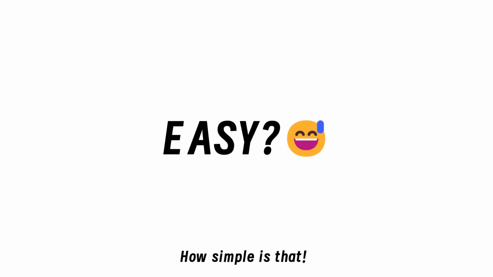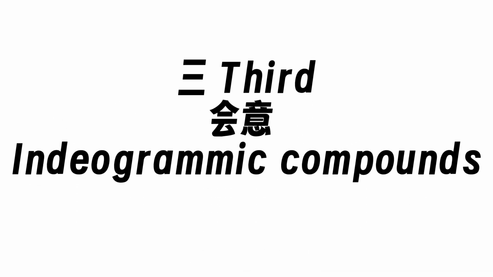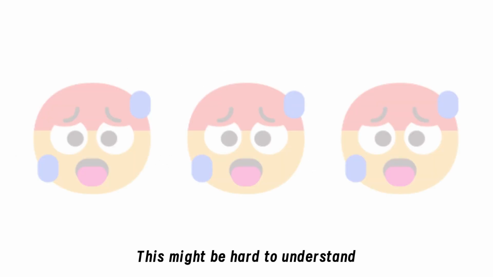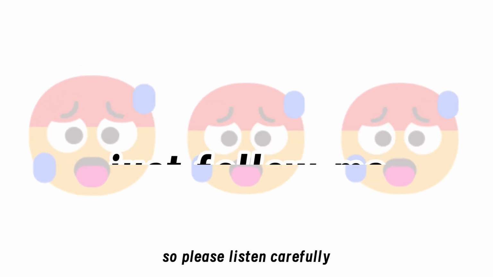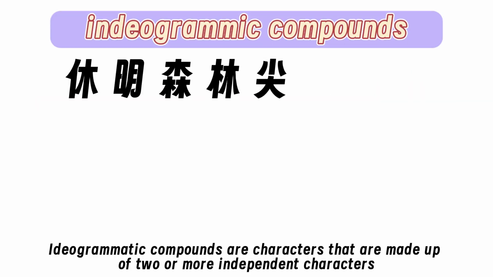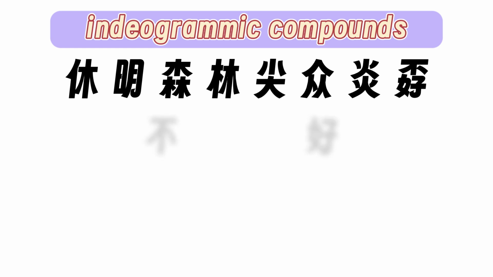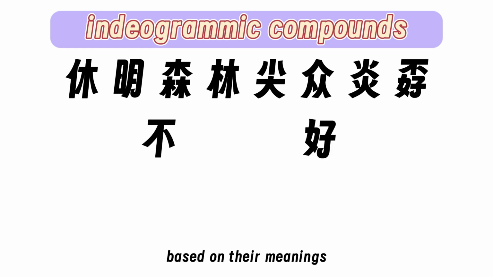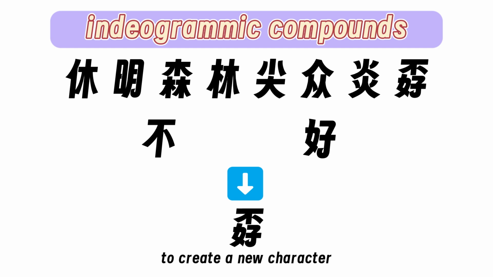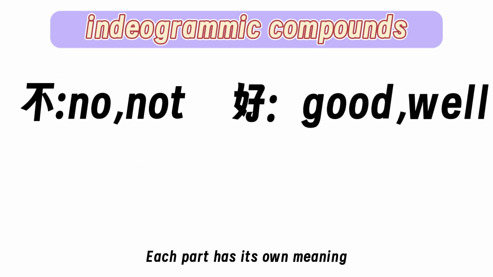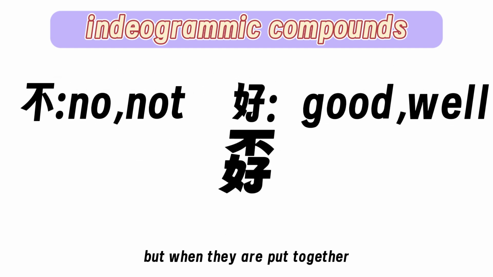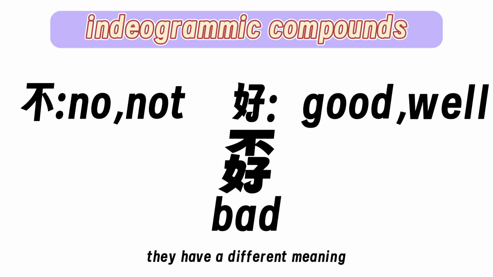How simple is that? The third type, ideogrammic compounds. This might be hard to understand, so please listen carefully. Ideogrammic compounds are characters that are made up of 2 or more independent characters, based on their meanings, to create a new character. Each part has its own meaning, but when they're put together, they have a different meaning.